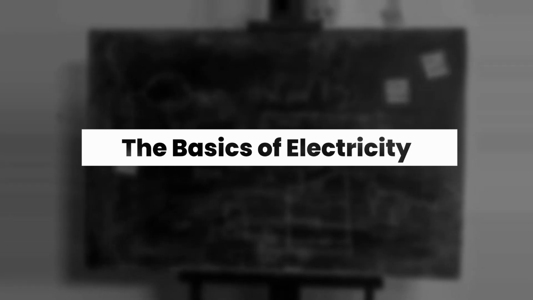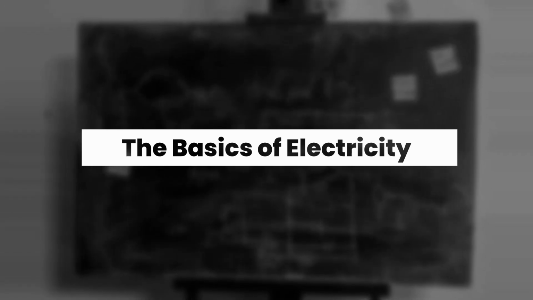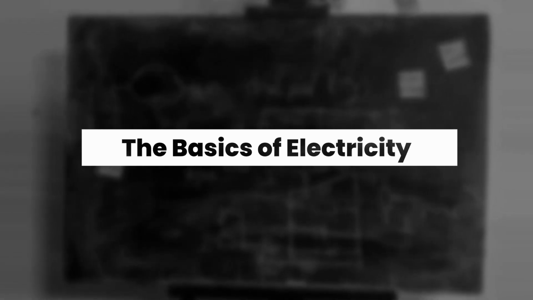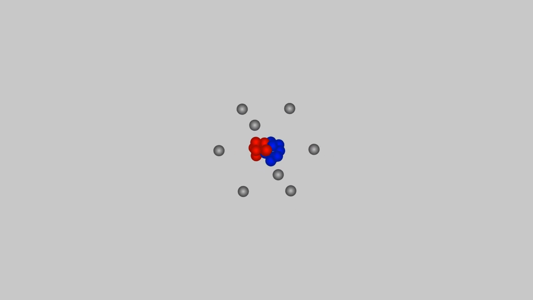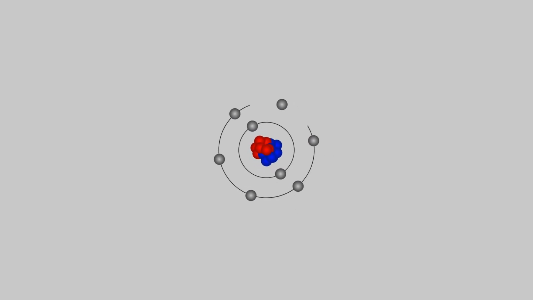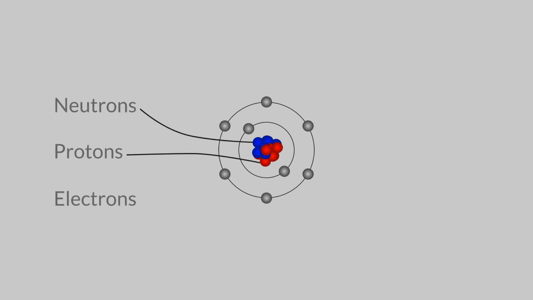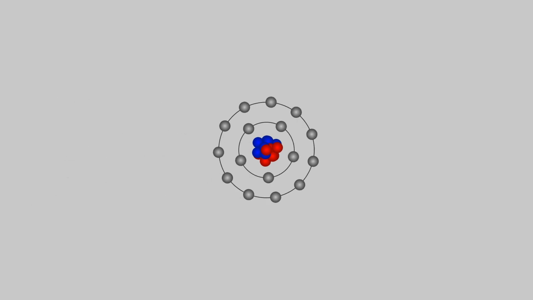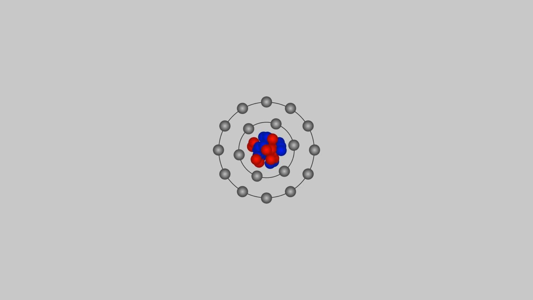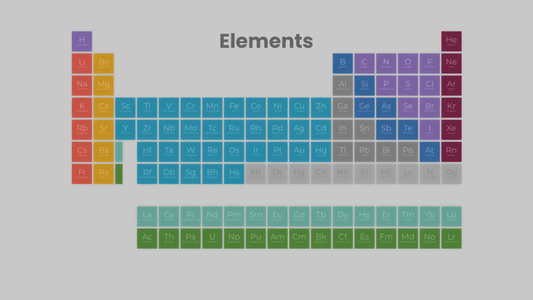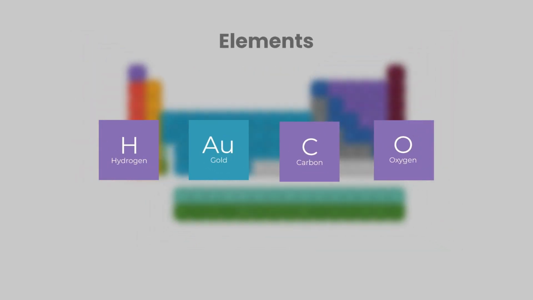In this video, we will be going through the basics of electricity. The atom is the basic building block of everything we can see, and many things we can't see. All atoms consist of neutrons, protons, and electrons. The number of electrons and protons in an atom can differ. When millions of atoms with the same amount of protons and electrons are put together, they will make up elements such as hydrogen, oxygen, carbon, and gold.